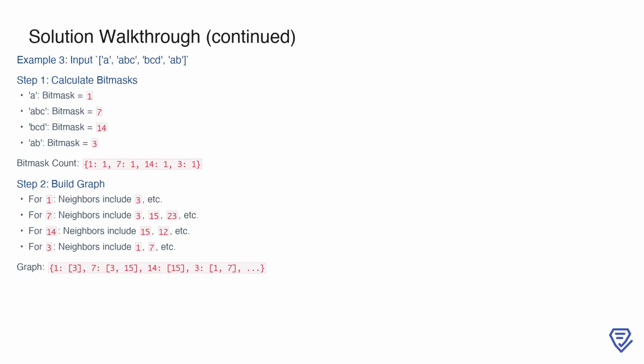Next, we construct the graph based on these bitmasks. For example, the bitmask 1, corresponding to a, has neighbors like 3. For ABC, which is 7, neighbors include 3, 15, and 23, while for BCD, which is 14, neighbors include 15 and 12. Finally, the bitmask 3 for AB connects to neighbors like 1 and 7. This graph makes it possible to identify connected components based on the relationships between these bitmasks.